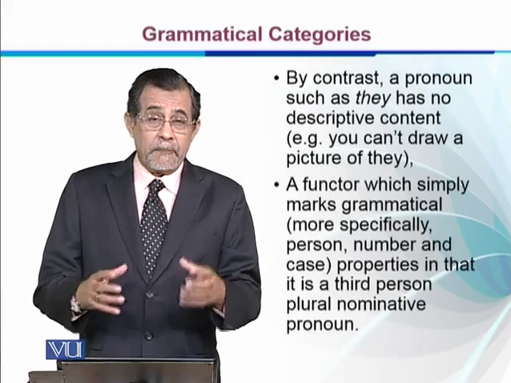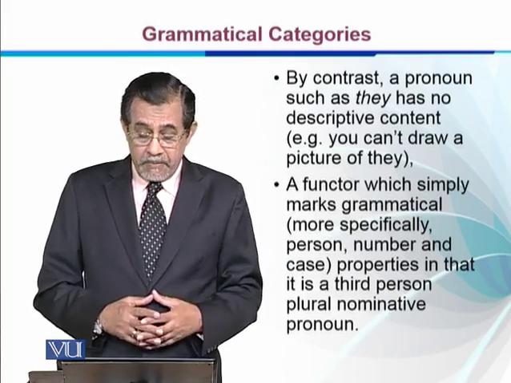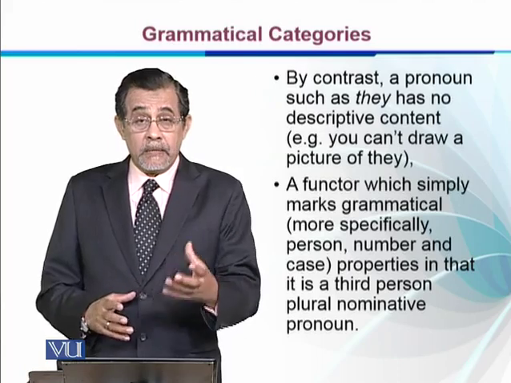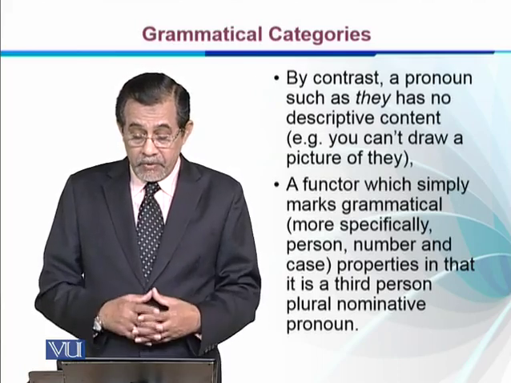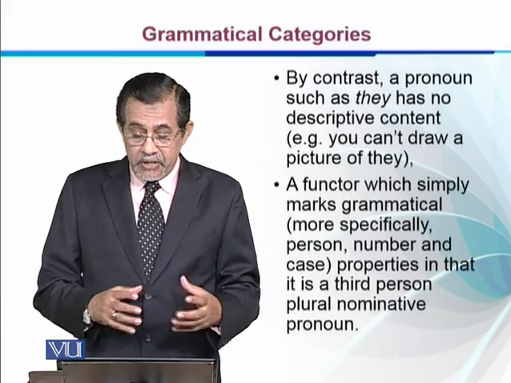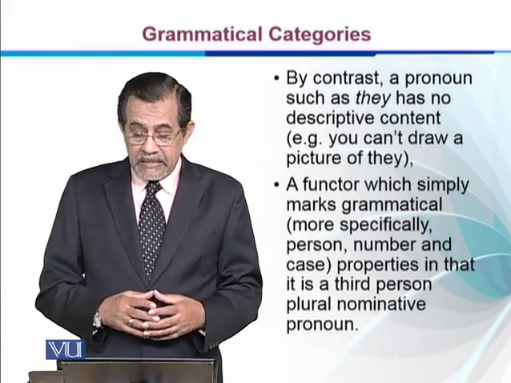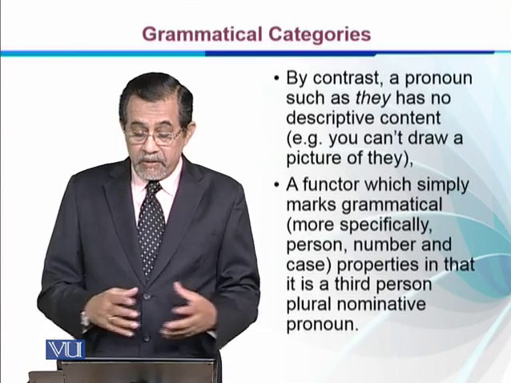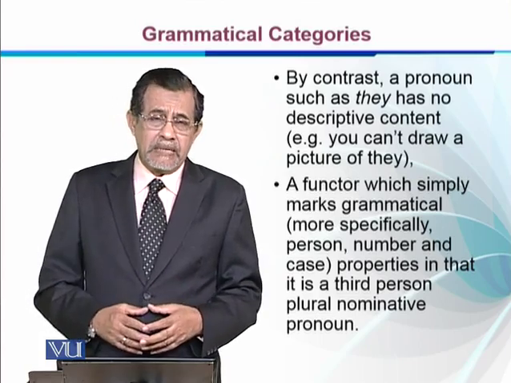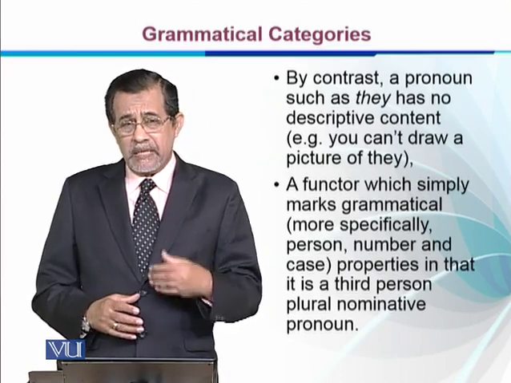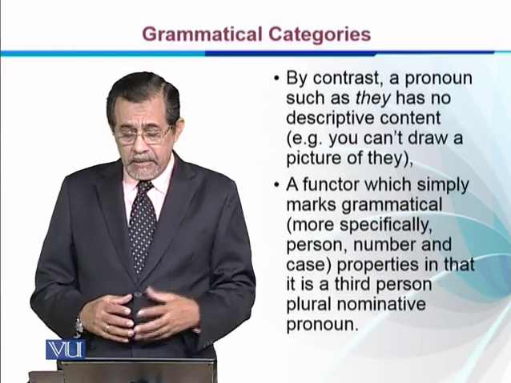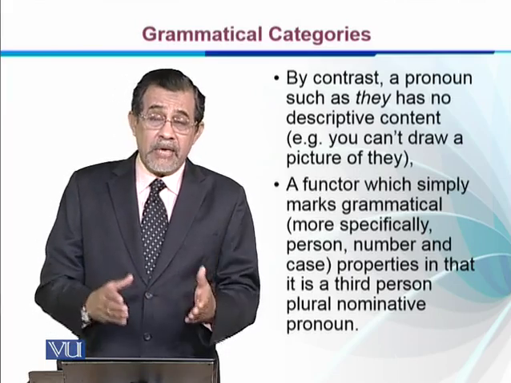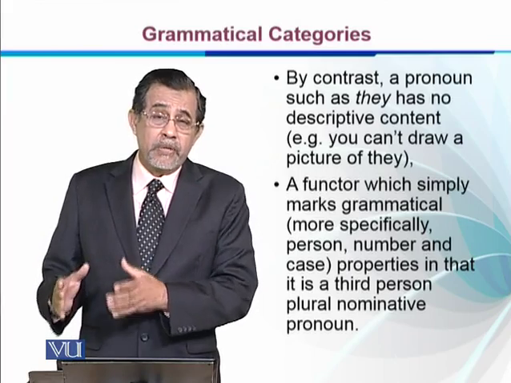We cannot draw a picture of a pronoun, but in most cases we can draw a picture of a substantive or content word. A functor simply marks grammatical number and properties, in that they is a third person plural nominative pronoun. So if we take the example of they, we simply know that it refers to number and person, and they is a third person plural pronoun.